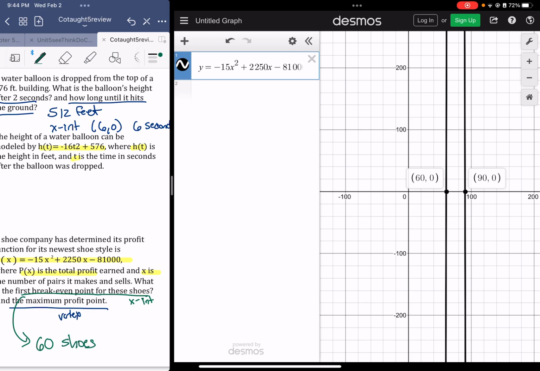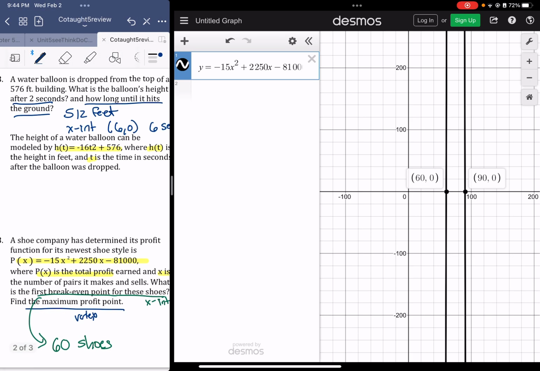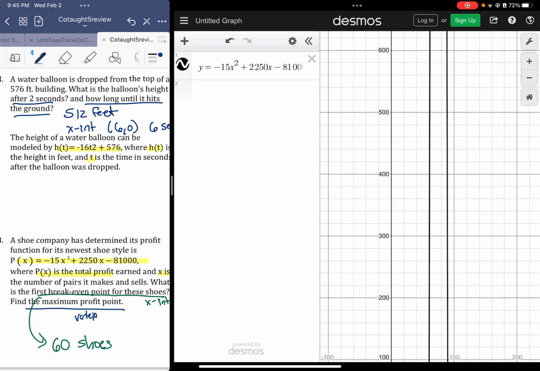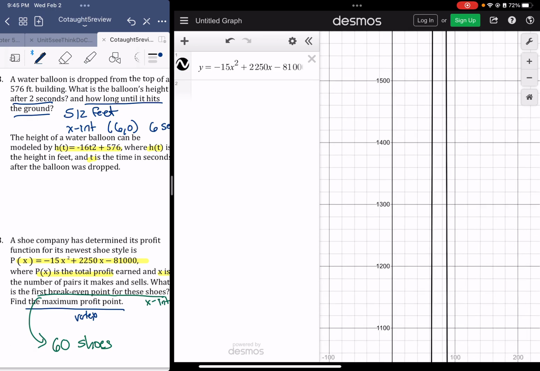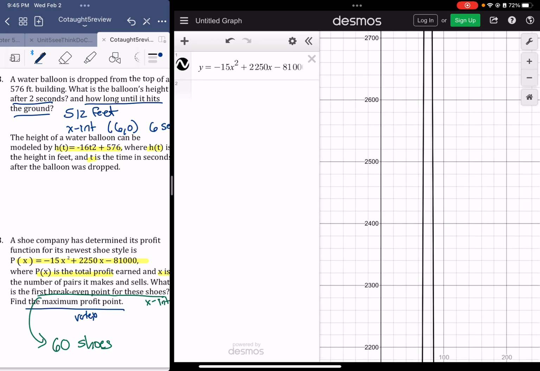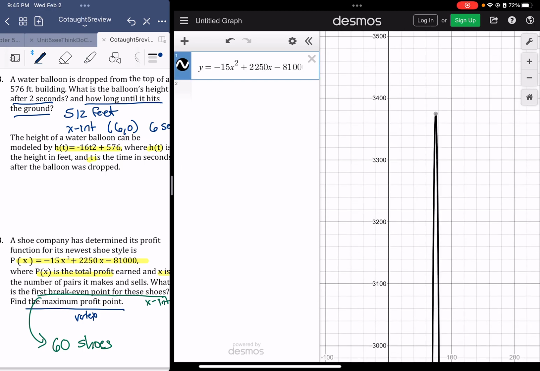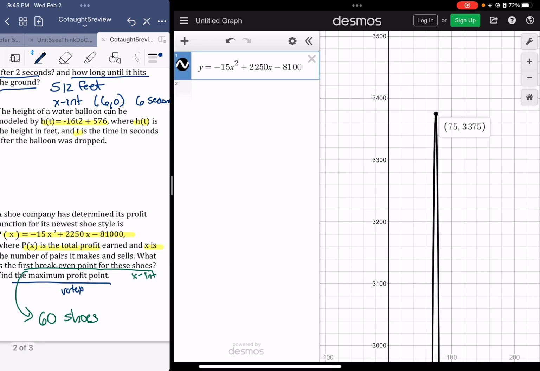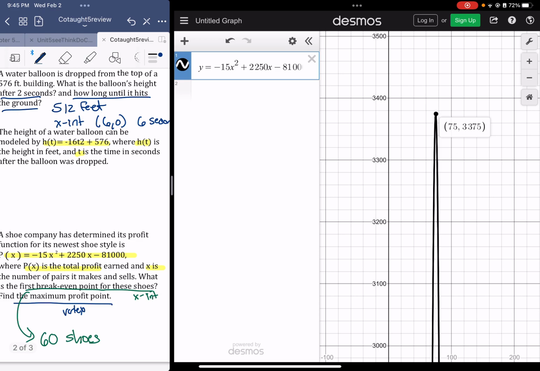Okay. And then the second question is, what is the maximum profit? So for maximum profit, we're going to find the vertex. So go scroll up to the top. Ooh, it's way up here. Keep scrolling. There it is. Okay. So our maximum profit looks like it happens when they make and sell 75 shoes, but they didn't ask how many shoes. In this case, they just want the profit. So our max profit there is in dollars. It's going to be $3,375 is the max profit.